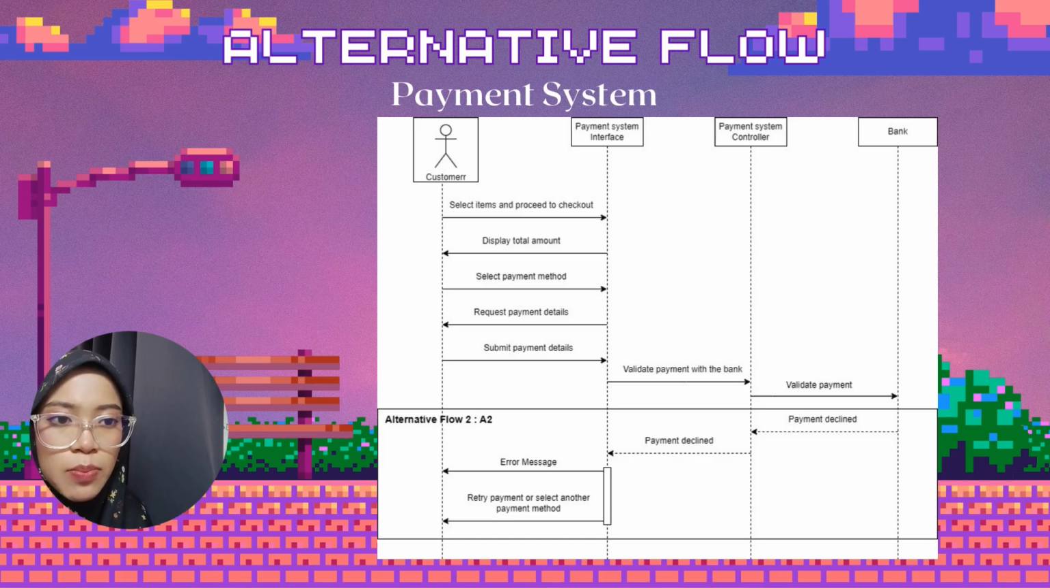The bank will decline the payment, maybe due to insufficient funds or another issue. The controller will inform the interface about the declined payment. Then the interface will notify the customer, providing the option to retry with a different method.